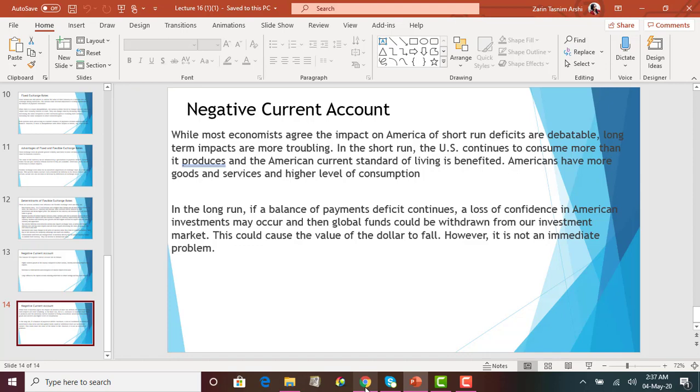So make sure you understand that even though we can have negative current accounts in the short run, in the long run we don't want the current account to be negative for a long period of time, because it's going to reduce the value of the dollar through a reduction in global investments. However, it's not an immediate problem right now for the US, although it's negative. So that's the end of lecture 16 and the end of this class.